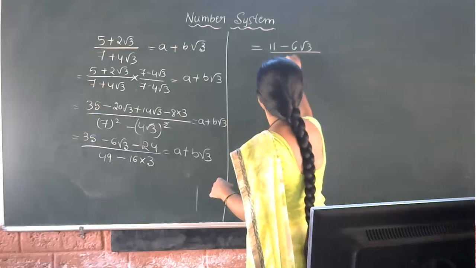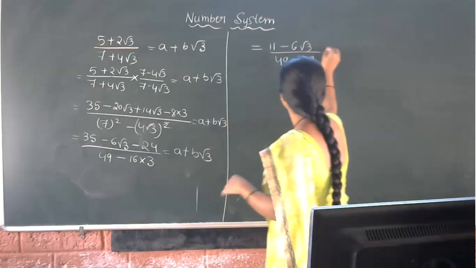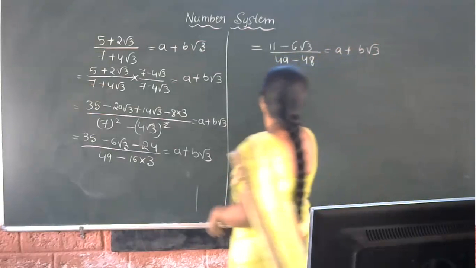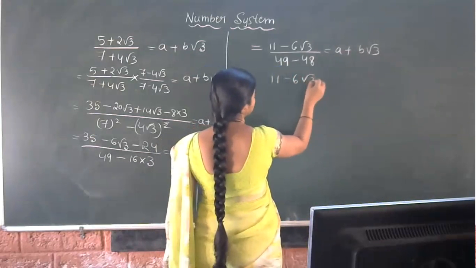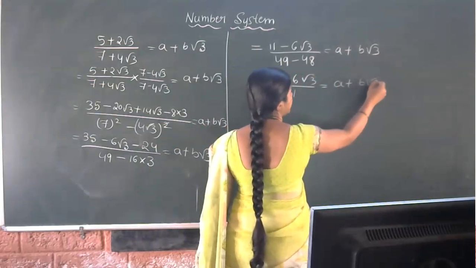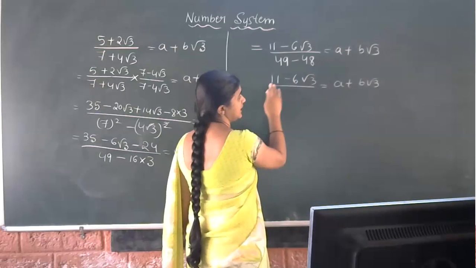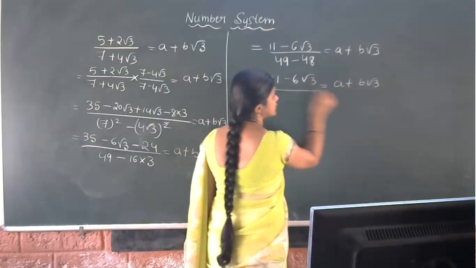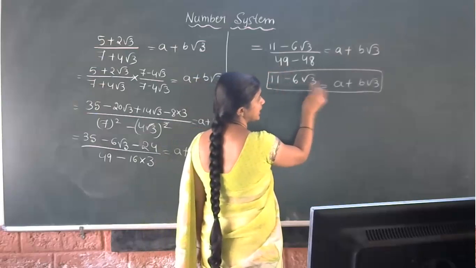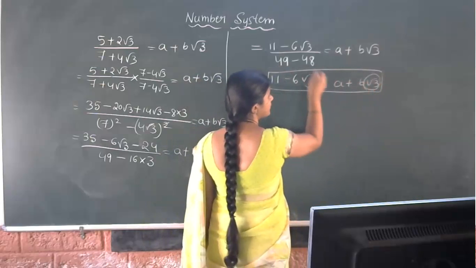So 49 minus 16 threes are 48, which is equal to A plus B root 3. Okay, next step: (11 minus 6 root 3) divided by 1, which is equal to A plus B root 3. The denominator is 1, so we can neglect it. Now we got the expression in the form of 11 minus 6 root 3 is equal to A plus B root 3.